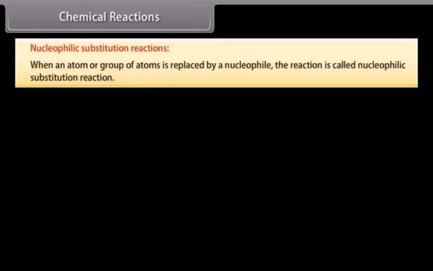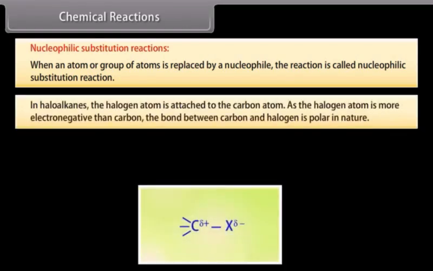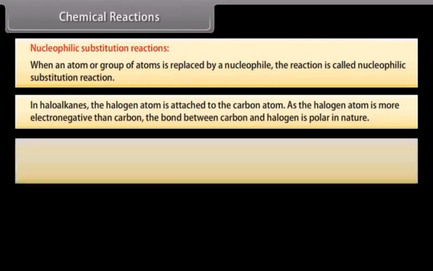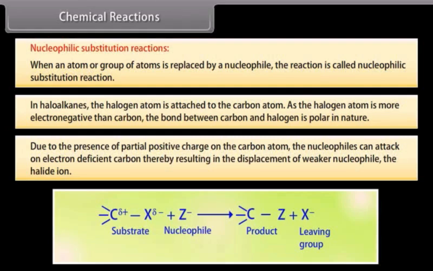When an atom or group of atoms is replaced by a nucleophile, the reaction is called a nucleophilic substitution reaction. In haloalkanes, the halogen atom is attached to the carbon atom. As the halogen atom is more electronegative than carbon, the bond between carbon and halogen is polar in nature. Due to the partial positive charge on the carbon atom, nucleophiles can attack the electron-deficient carbon, resulting in the displacement of the weaker nucleophile, the halide ion.